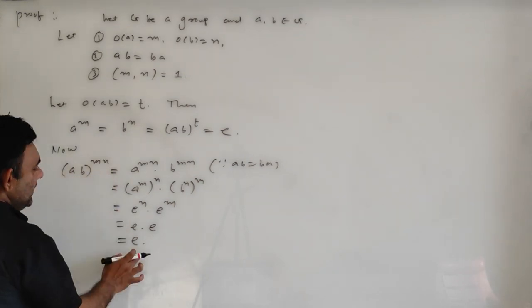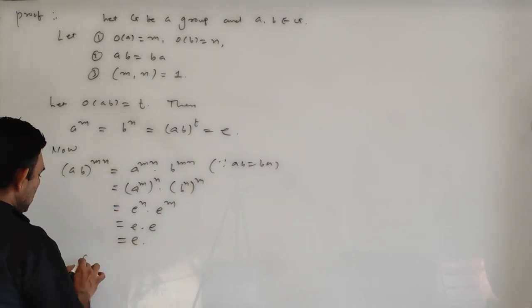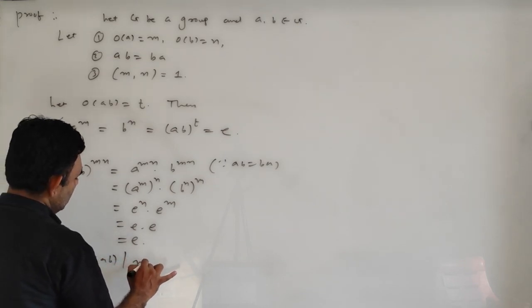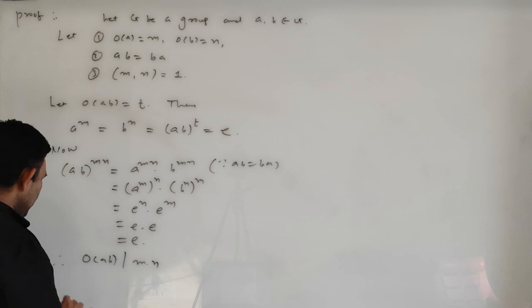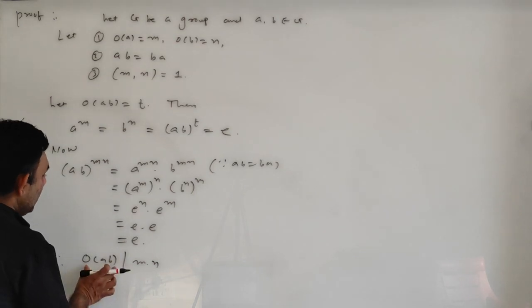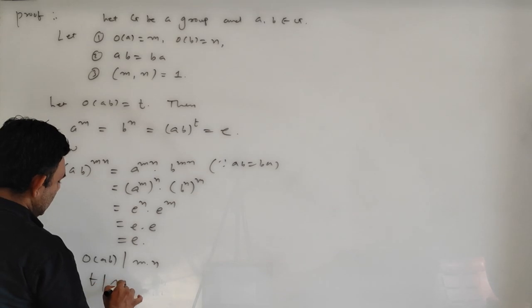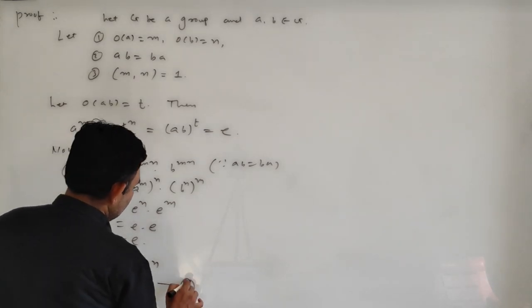So what I get? AB to the power mn is identity. It means that the order of AB divides mn. So it means what? The order of AB is t. So t divides mn. Let me say this is result number 1.